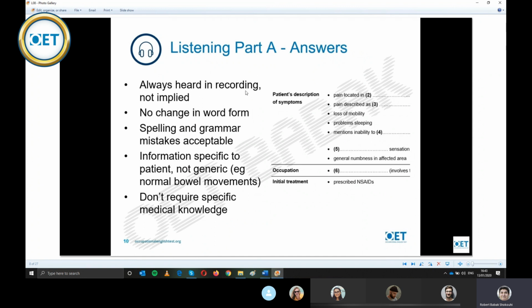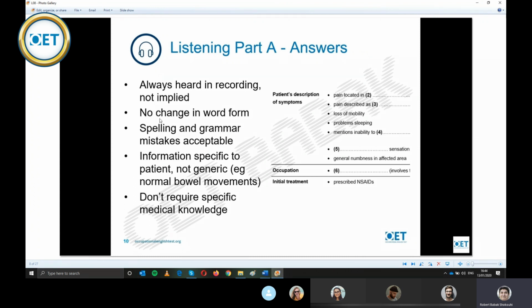And what you need to write here is always heard in the recording. It is not implied. So this is very important. What you're going to write here must be in the recording. So if the patient says, "I was short of breath," you write short of breath. You don't write dyspnea, although it might be correct, because there's a computer system for correction, and it doesn't necessarily pick up dyspnea.